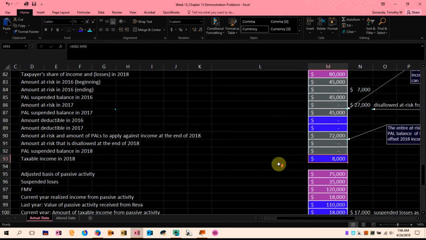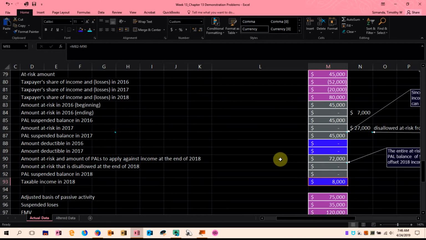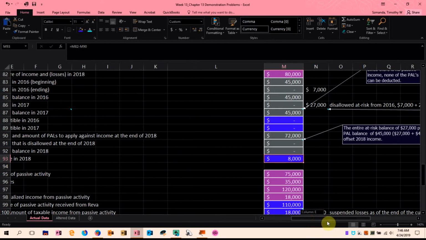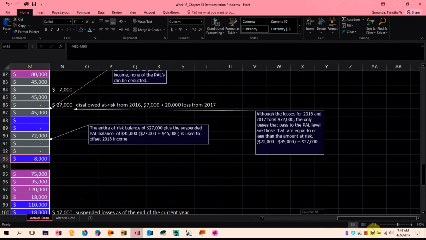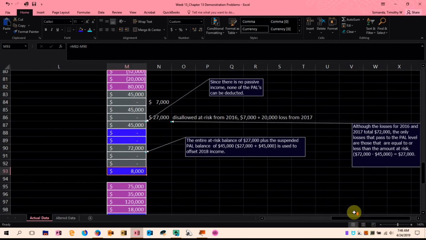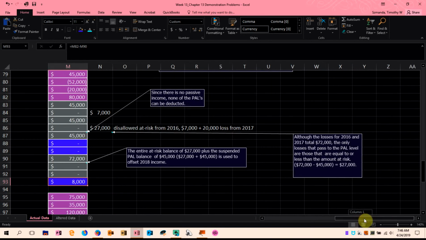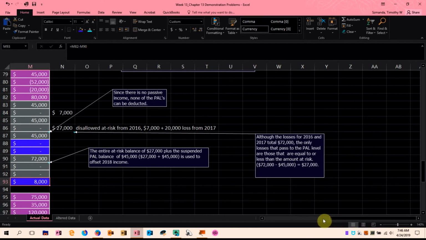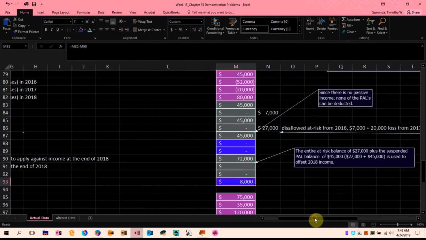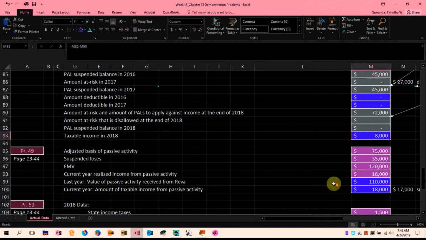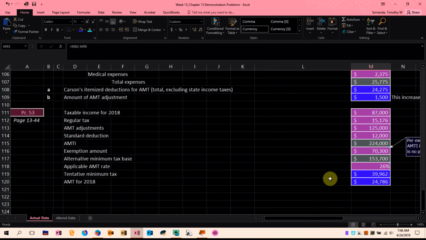All right, so that's kind of the progression that we walked through for multiple years, where we had both disallowed at-risk and suspended passive losses. And I'm just going to show this in case you want to stop the video, where I walk through some of these calculations for you. So in the event you want to stop and run through some of these calculations yourself, feel free to do that. And then the last thing I wanted to mention was the AMT, the alternative minimum tax.